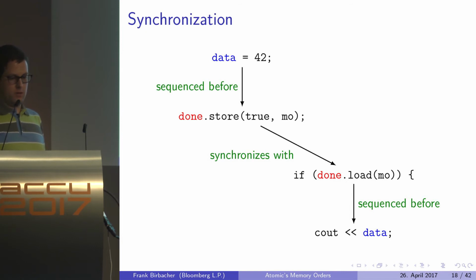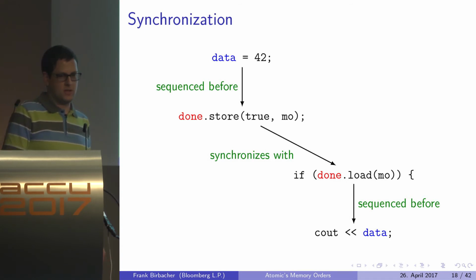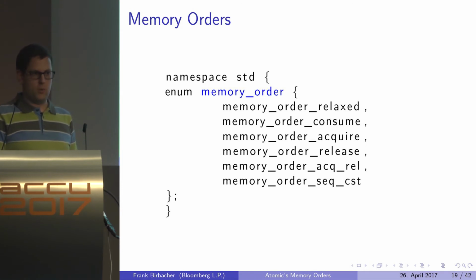Okay, so I didn't yet explain what MO is. It's an argument to both the store and the load operation, and it's short for memory order. Okay, memory order. What is memory order? It's really just an enum in the standard namespace with a couple of values, and we can choose from these values. Not all values are applicable for both store and load. But we'll cover all of them.